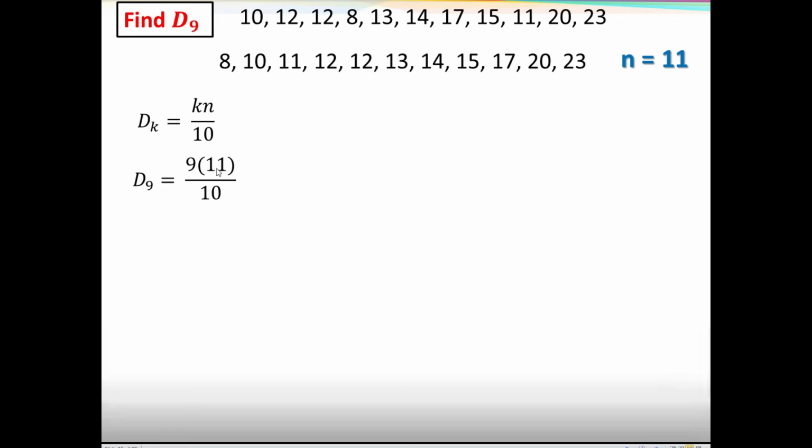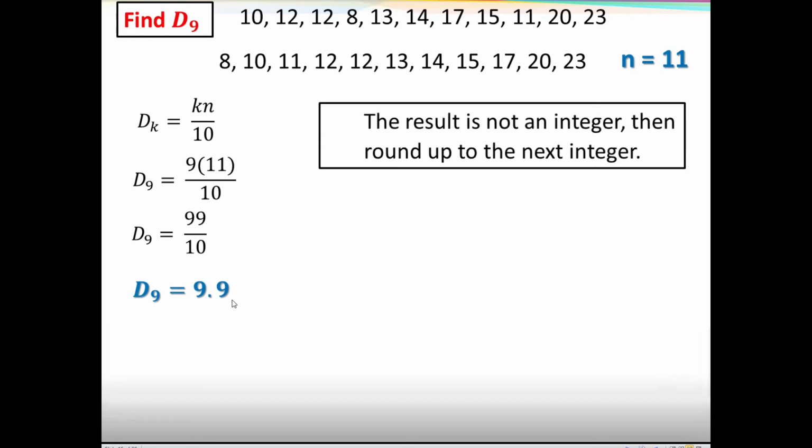9 times 11 is equal to 99. So we have D sub 9 equals 99 over 10. Next, divide using your calculator. 99 divided by 10, that is equal to 9.9. 9.9 is a decimal number, which is not an integer. So we need to apply the first case or condition. The result is not an integer.